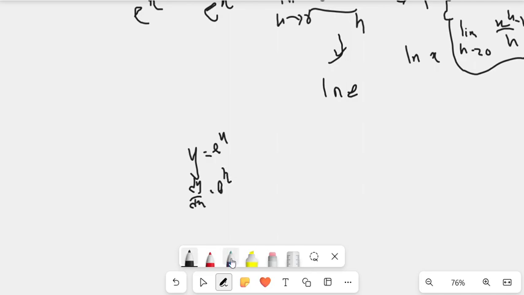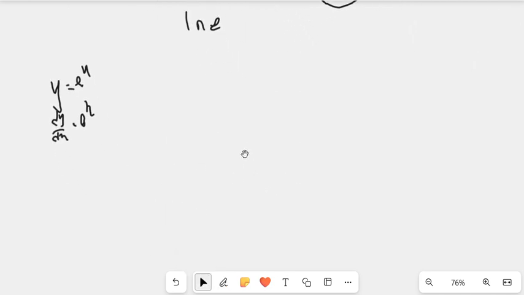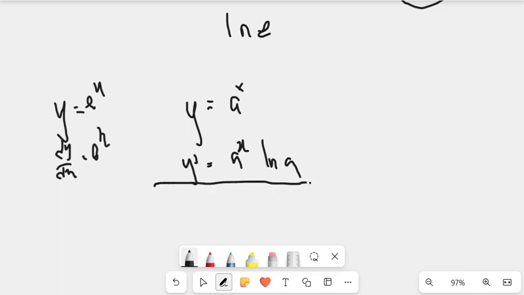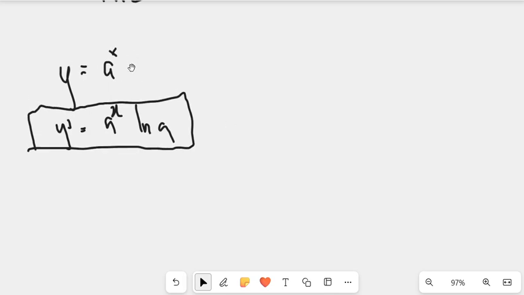Alright, so from this we can get another derivative, which is another popular derivative. Let's write down, if you have an exponential function, let's say a to the power of x, and then you take the derivative, it would be a to the power of x times ln a. So this is the general form if you want to take the derivative of an exponential function.